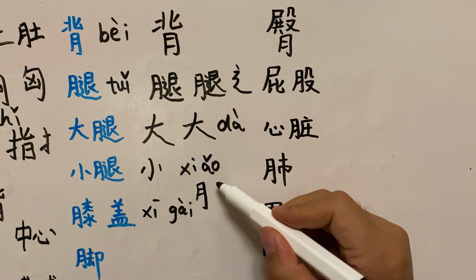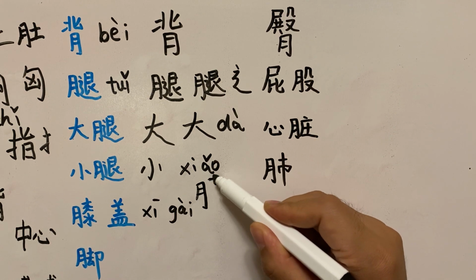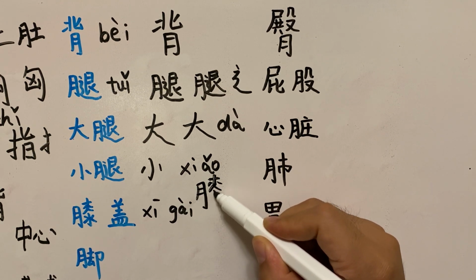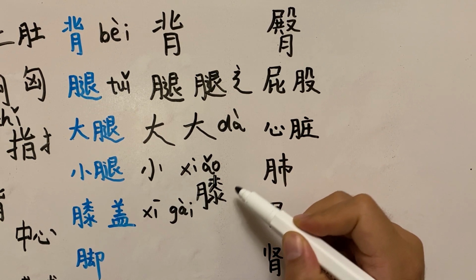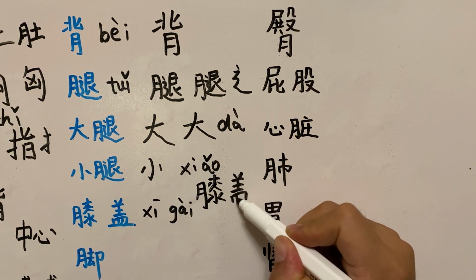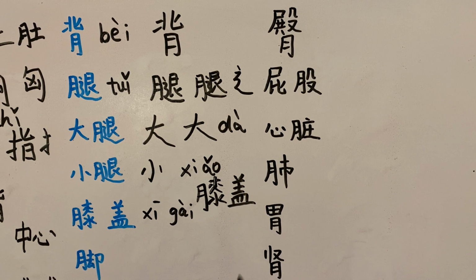Left part, 月, and across. Yeah, a little hard. You need more practice on this one. 膝盖. So this 盖 in Chinese means the lid, right? The lid. So 膝盖 literally means the lid of your knee. 膝盖. The next one, 脚.